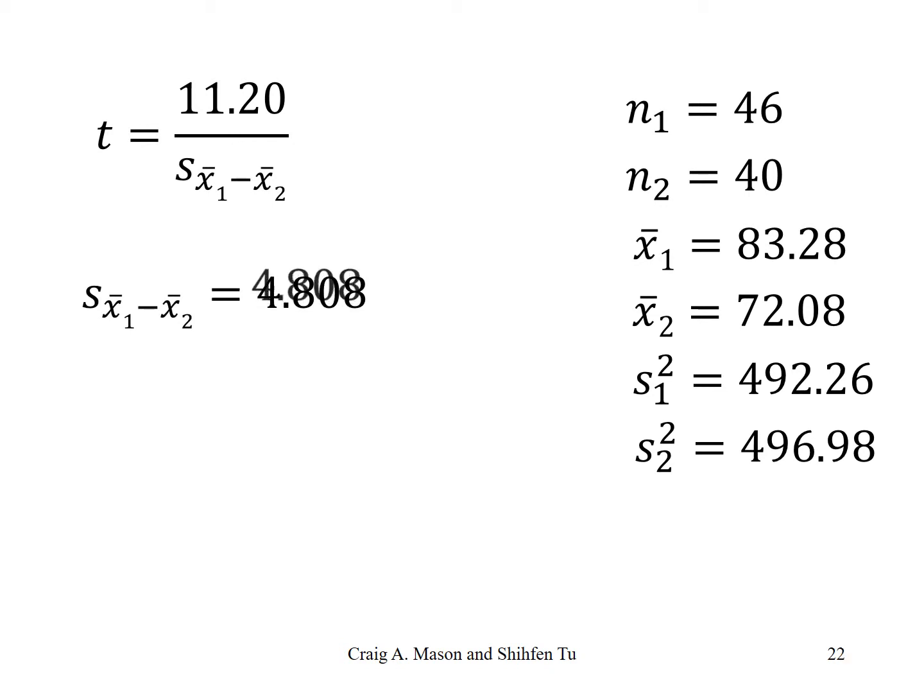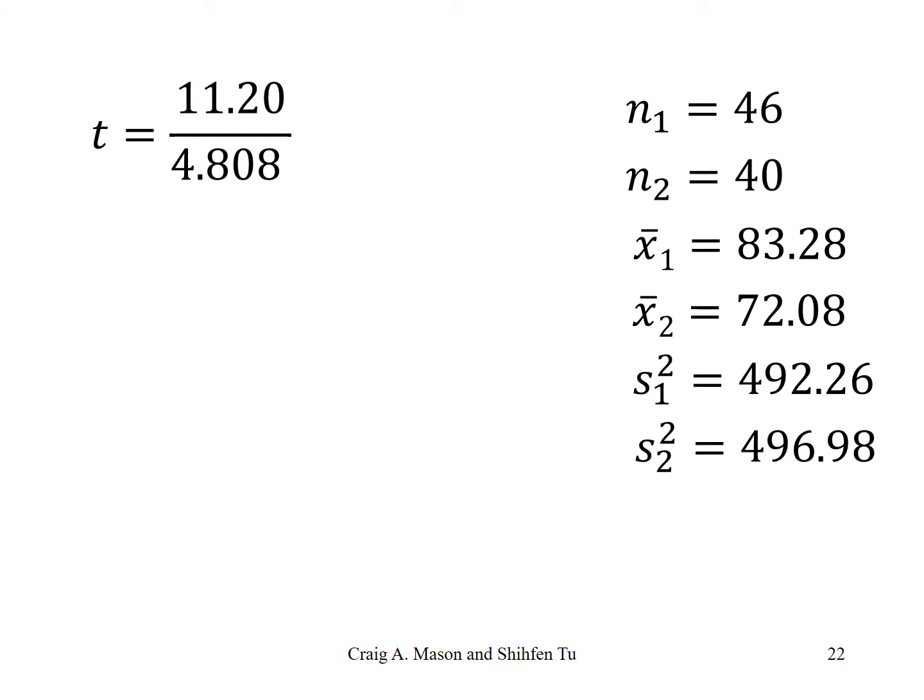So let's plug it into our t formula, and we get t is equal to 11.20 divided by 4.808, or 2.329. Now, we still need to determine the degrees of freedom. Remember, the t-distribution changes shape based on the sample size and other things. The degrees of freedom tells us exactly how the shape changes, how much thicker those tails are.